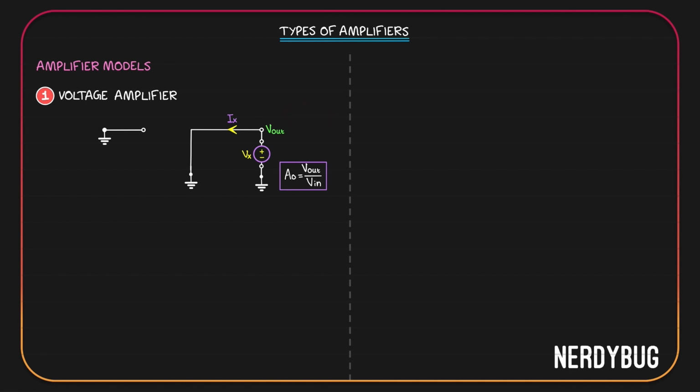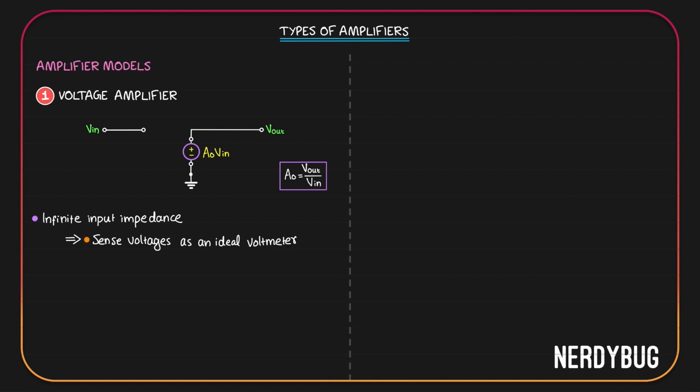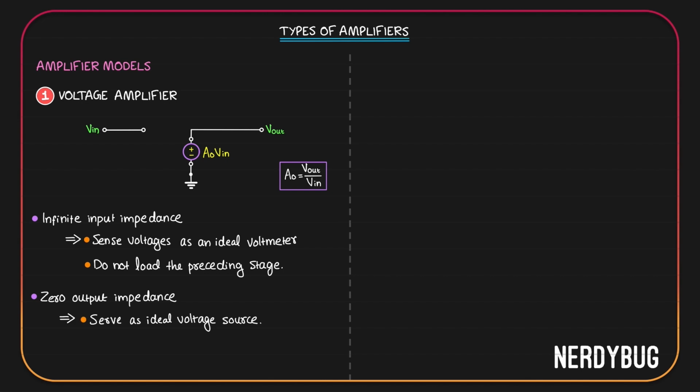Output impedance is 0. So the amplifier has infinite input impedance, because of which it will sense voltages as an ideal voltmeter and will not load any preceding stage. It has 0 output impedance, so it will serve as an ideal voltage source where the output voltage will be gain multiplied by the input voltage.